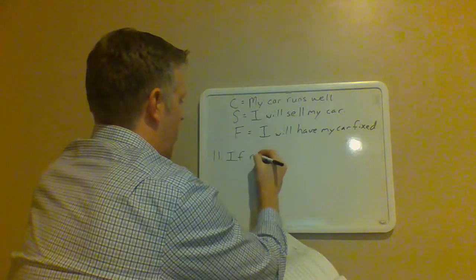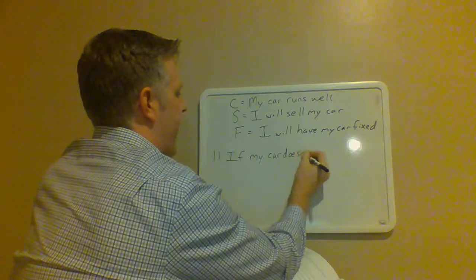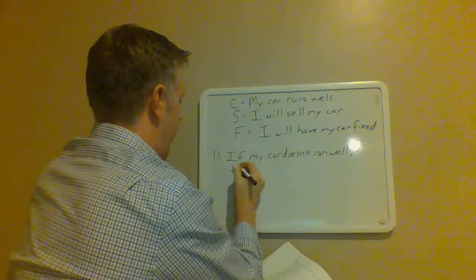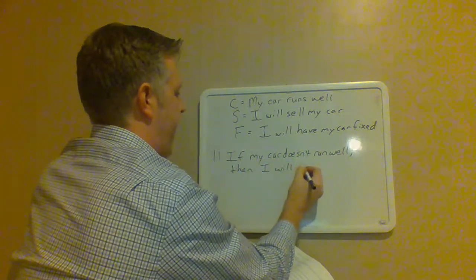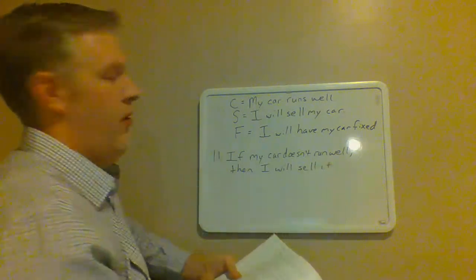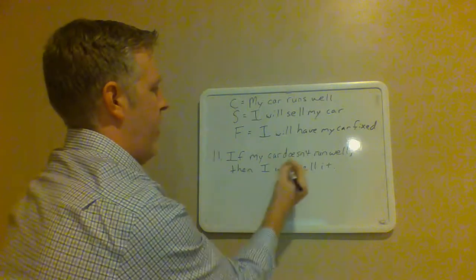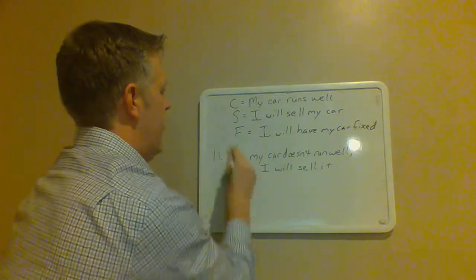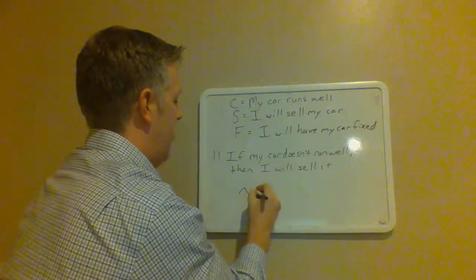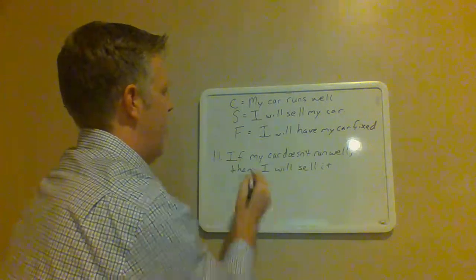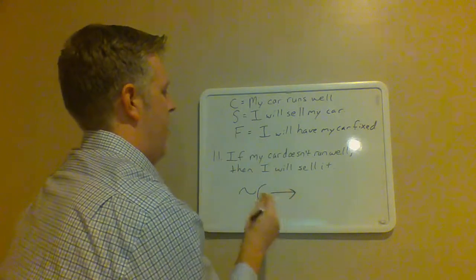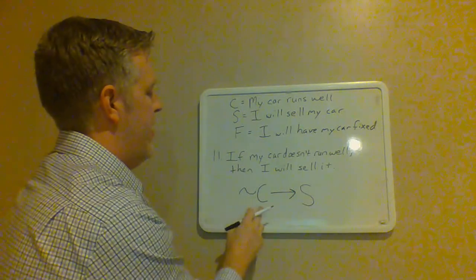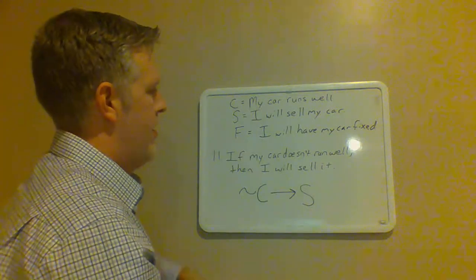if my car doesn't run well, then I will sell it. Okay, so hopefully it's pretty clear we have a conditional here. If my car doesn't run well, so what's the antecedent? The first thing mentioned: my car doesn't run well. So here, instead of the basic claim variable C, my car runs well, we're dealing with the negation of that. So if it's not the case that my car runs well, then the consequent will be I will sell it, or S. So if it's not the case that C, then S will happen. I think that one's pretty straightforward.